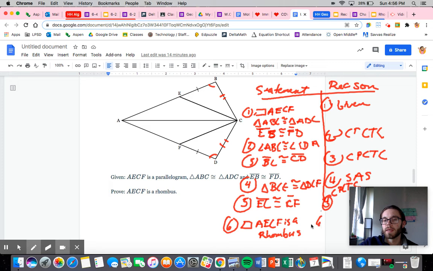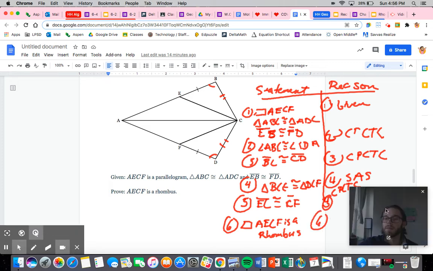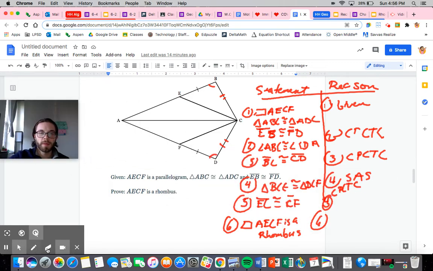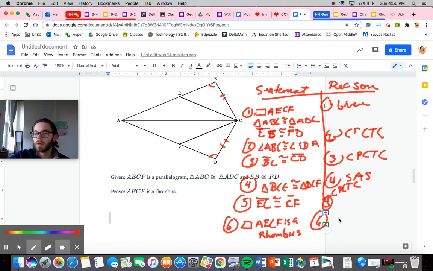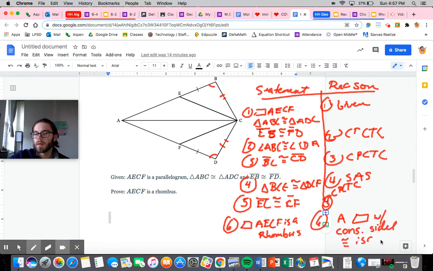And what's our reason behind that? I've got to move my head. So what's our reasoning behind that? Well, our reasoning is just that a parallelogram with consecutive sides congruent is a rhombus. Okay, so that would be ultimately how you show something as a rhombus.